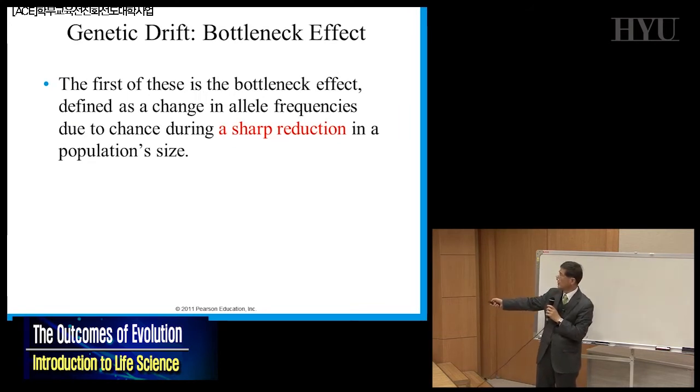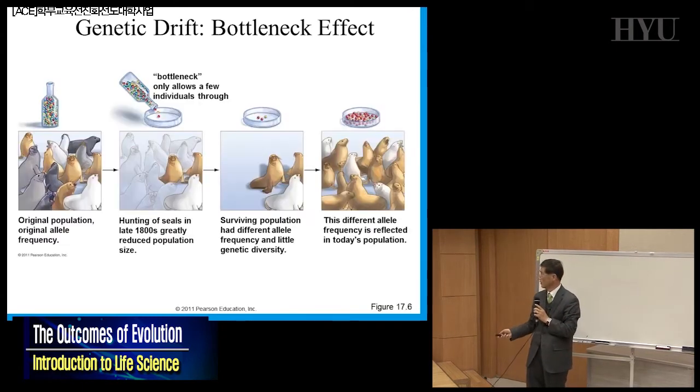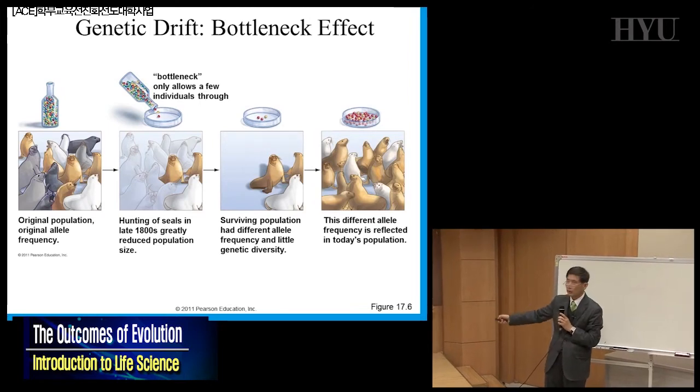Okay, the first of these is the bottleneck effect, defined as a change in allele frequency due to a sharp reduction in population size. Okay, so you can have this. If you can understand this drawing, you can understand the concept.